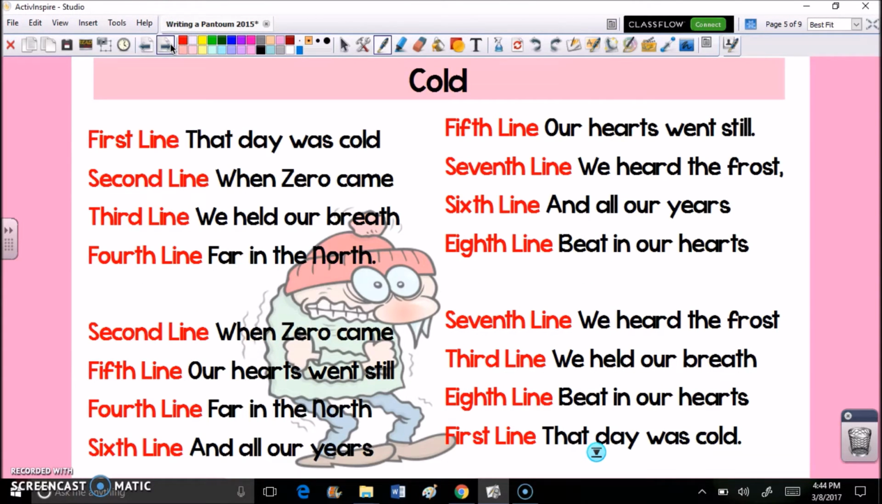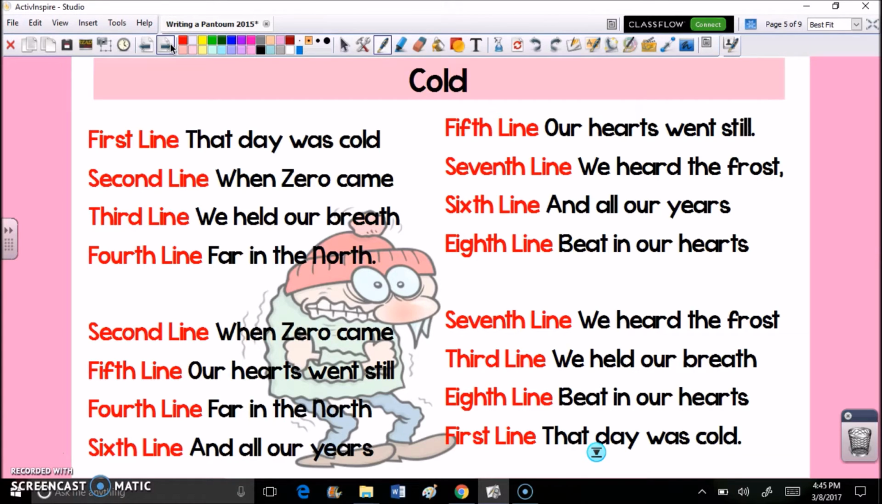Here's a pretty simple pantoum called Cold. That day was cold when 0 came. We held our breath far in the north. When 0 came, our hearts went still, far in the north and all our years. Our hearts went still, we heard the frost, and all our years beat in our hearts. We heard the frost, we held our breath, beat in our hearts, that day was cold.